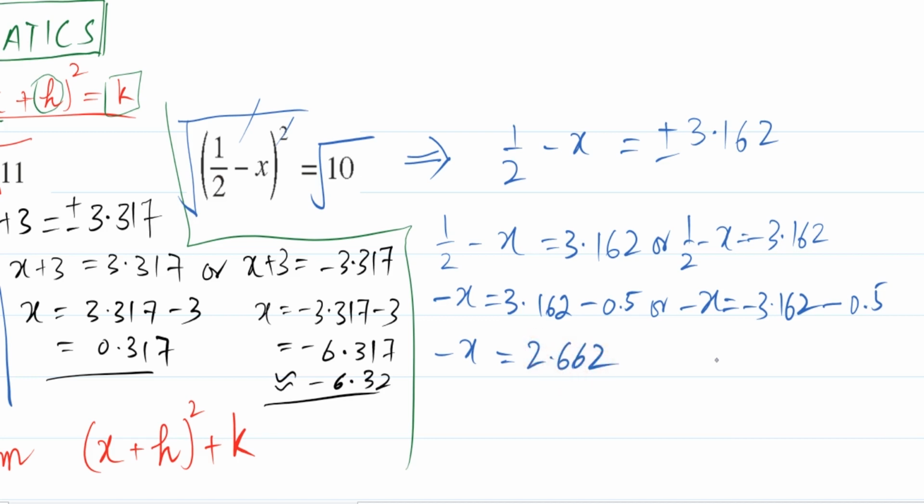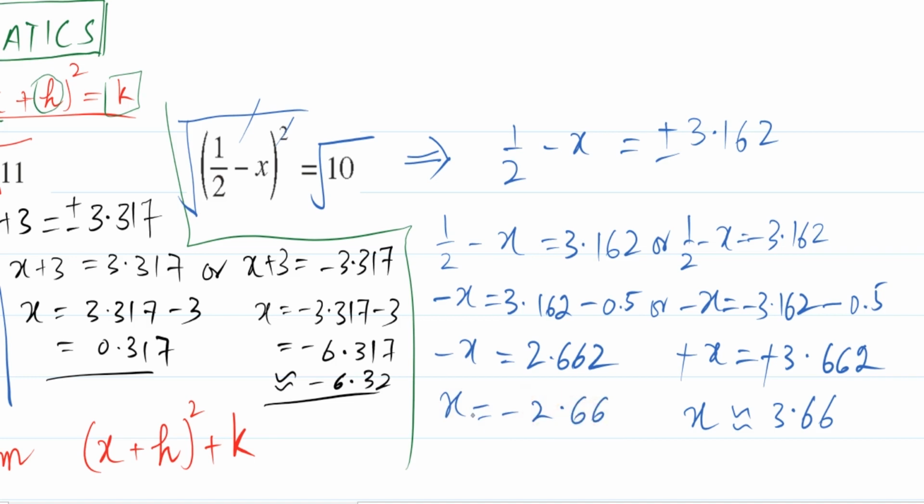In this case, minus x is equal to minus 3.662, so this minus will be cancelled with this one, so x is equal to 3.66. So this is the answer of x, correct to 3 significant figures, and in the same way, this negative sign we will shift to the right, so x will be minus 2.66. Approximately, these will be the answers.